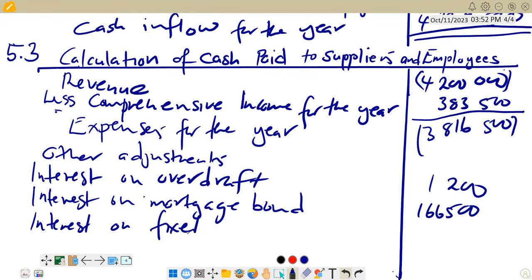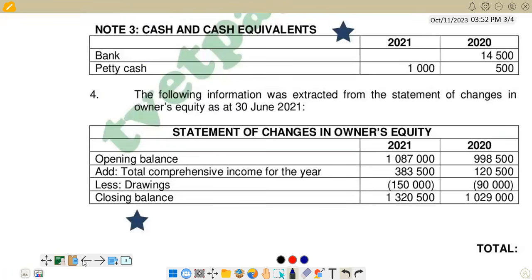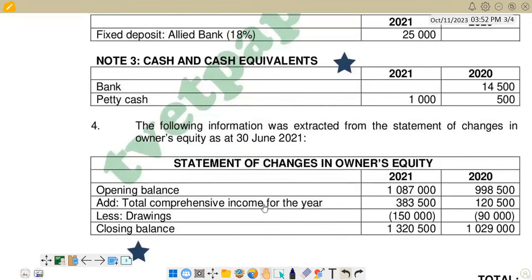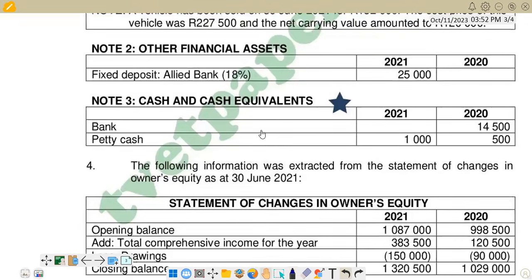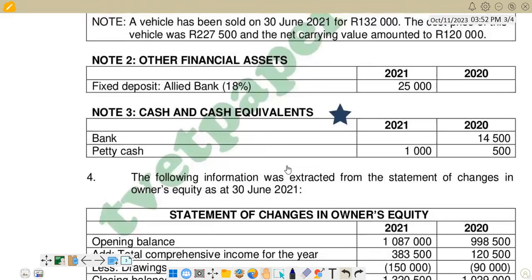Then the next one was interest on fixed deposit. And this one we said is income, but we are not given that figure. I think we are going to show the calculation down, how to calculate it. So we look for the information that we have concerning how to calculate that one. Let's look on this page. Here, on note 2, fixed deposit of Allied Bank, 18%. So this is the interest, 18%, and the fixed deposit is 25,000.